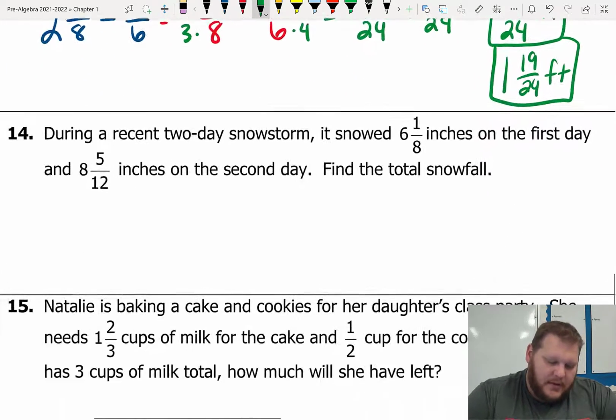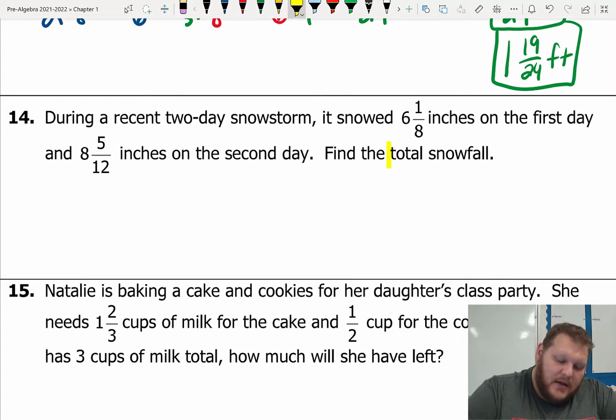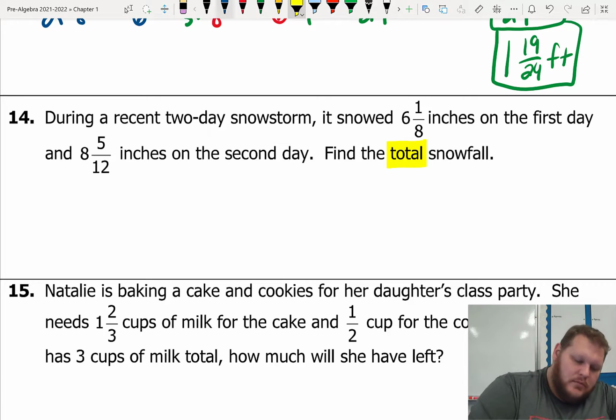All right, next one. During a recent 2-day snowstorm, it snowed 6 1/8 inches on the first day and 8 5/12 inches on the second day. They want us to find the total snowfall. So this one, hopefully easy to see that we're just going to be adding these together, because I want to find the total snowfall between both days. So I'm just going to add day 1 and day 2 together.